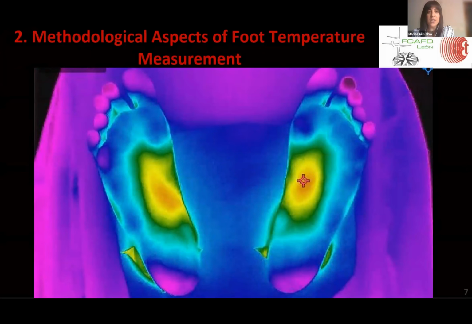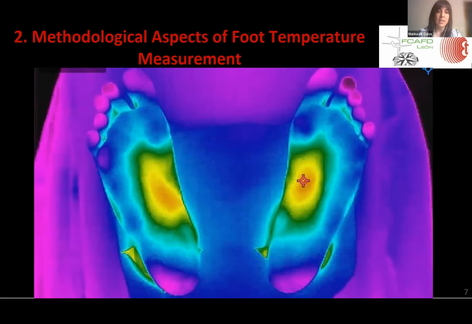Due to this vascular variability and the large number of sweat glands that we have in the foot, temperature measurement should be carried out under strict methodological conditions to avoid errors in the interpretation of the results. From a methodological perspective, several key factors must be controlled to ensure the reliability of the measurements, and now I will focus on the most important ones.